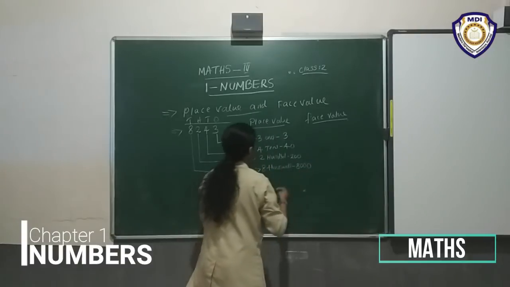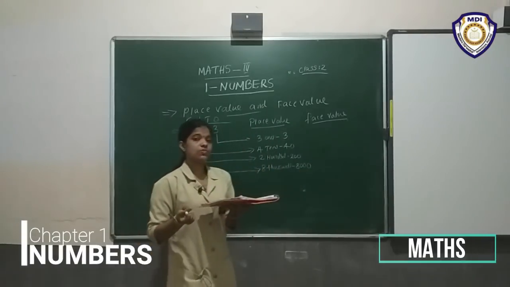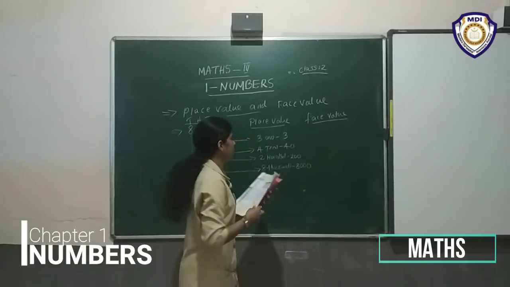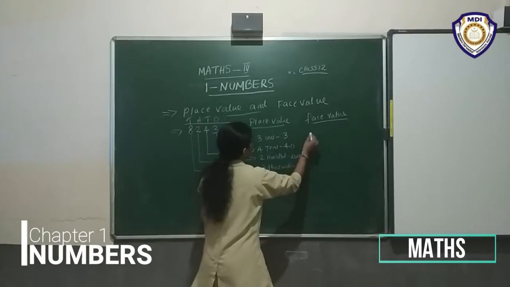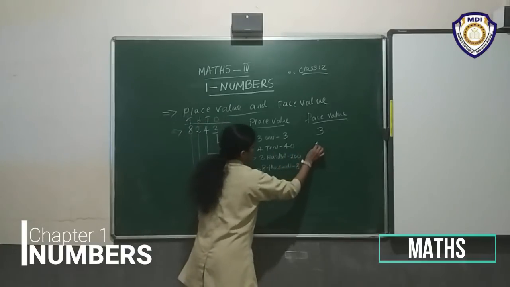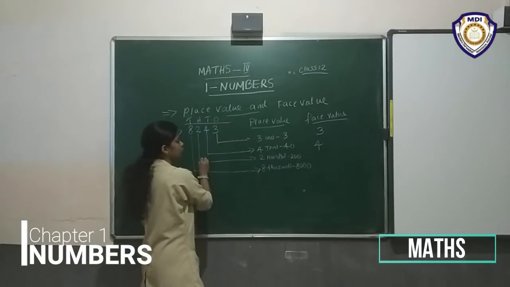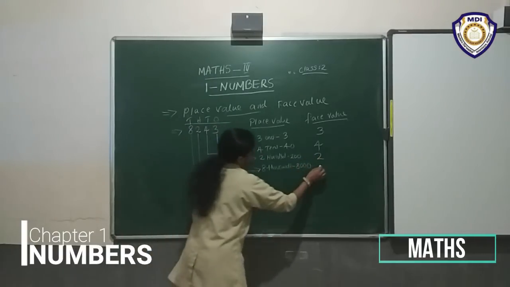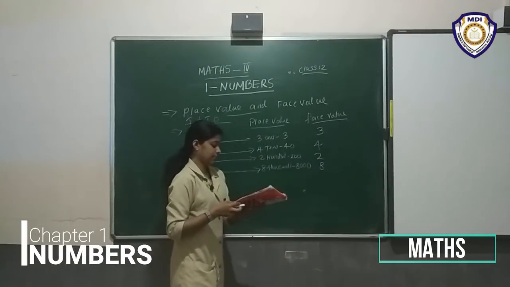Okay. Face value. Face value of a digit is the digit itself. The face value of 3, 3 itself. The face value of 4, 4 itself. The face value of 2, 2 itself. The face value of 8, 8. Okay.